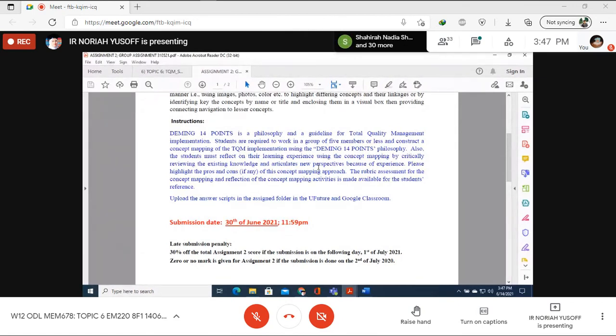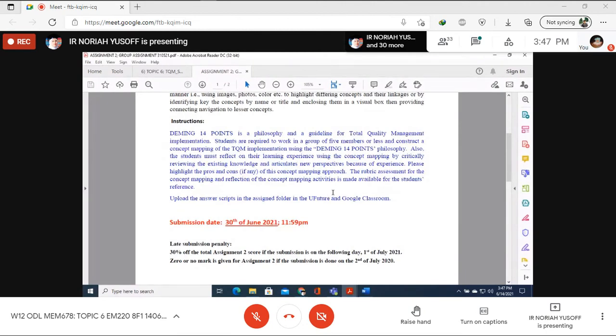Also, the student must reflect their learning experience. So, someone asked me, someone PM-ed, what experience, madam? Your learning experience using the concept mapping. So, you have to express in the description. You describe it. What is your learning experience? Whether the concept mapping helps you to better understand the subject matter or not. In which manner, in what way it helps you. Tell the story. Okay? Explain. Okay.